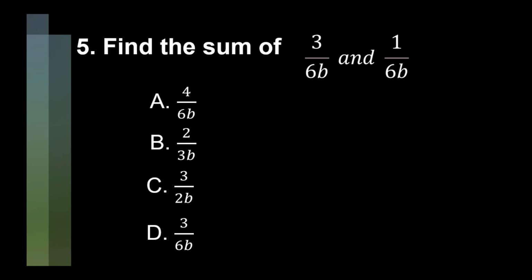Question number 5. Find the sum of 3 over 6b and 1 over 6b. Letter A, 4 over 6b. Letter B, 2 over 3b. Letter C, 3 over 2b. Or letter D, 3 over 6b.